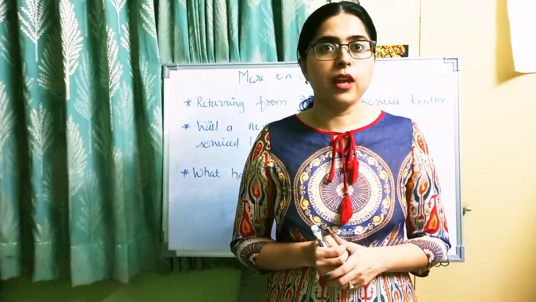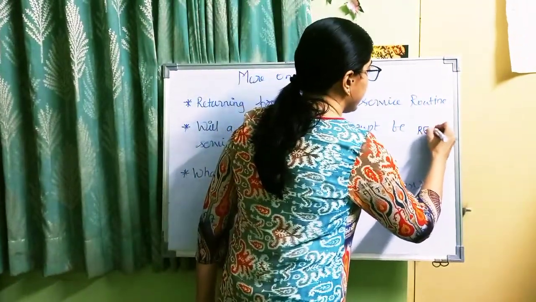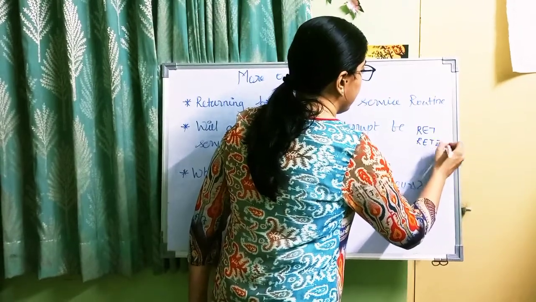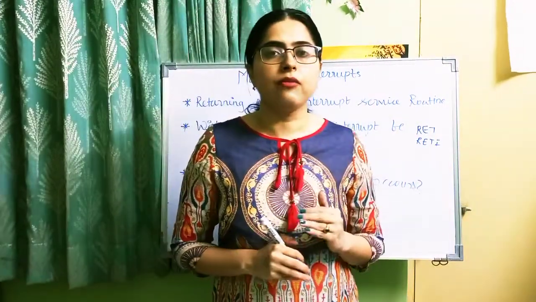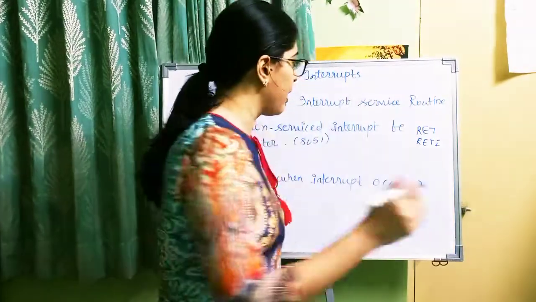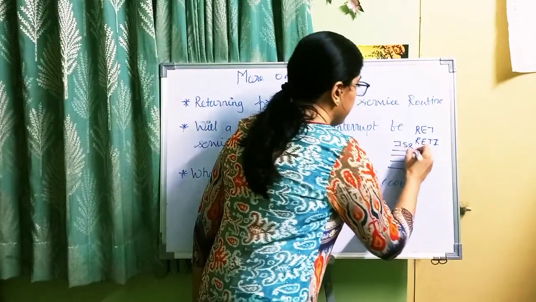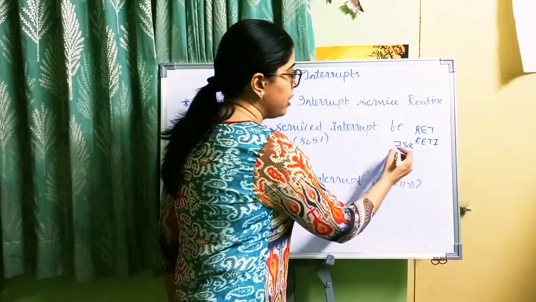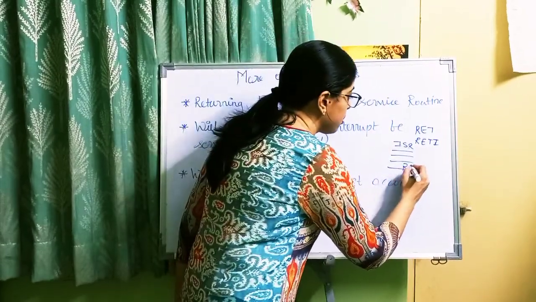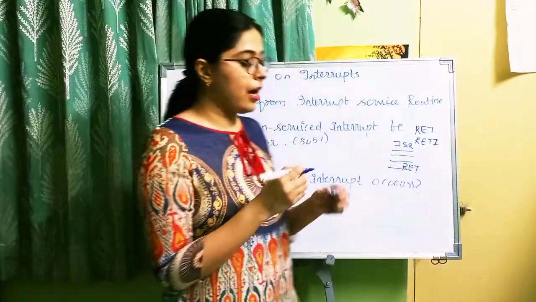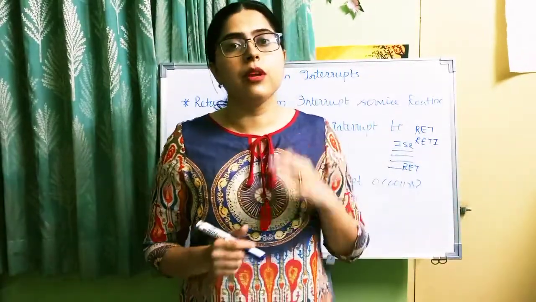For that we have two instructions. First is RET and second is RETI. These instructions RET and RETI are placed at the end of the ISR. Suppose this is the ISR, it is a program. It will execute all the instructions of the ISR, and after executing all of them, the last instruction will be RET or RETI. After execution of this RET or RETI instruction, it resumes the main program execution.